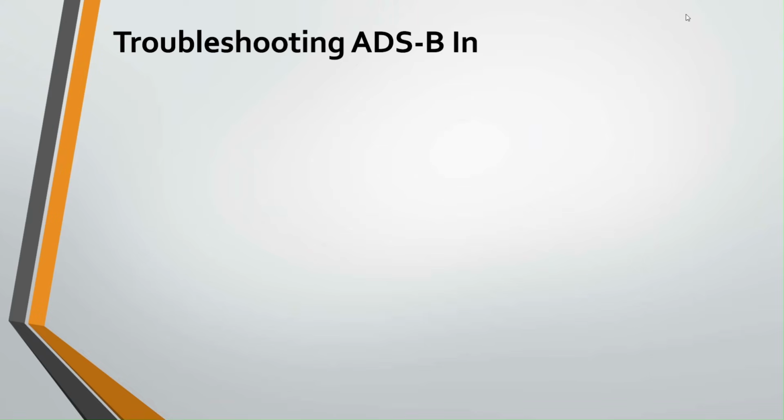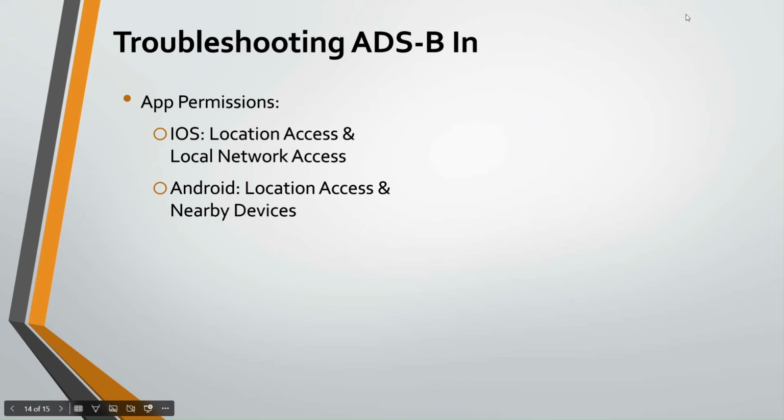Finally, let's review some troubleshooting tips working with an ADS-B In. First, check the iFly EFB app permissions. To do this, go into the Settings application and search for iFly EFB. On iOS, ensure location access and local network access are turned on. And on Android, location access and nearby devices are turned on. Having these turned off will cause issues with connecting to the ADS-B In and receiving GPS data and other information.